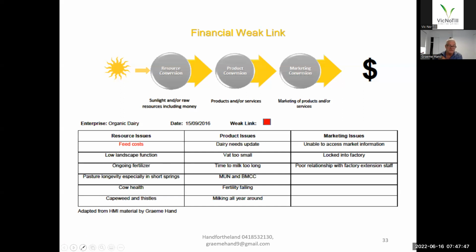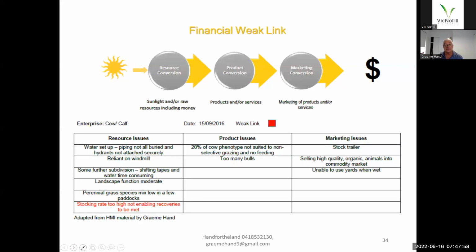It's putting the deep sands back to grazing with perennial grasses. It's having the right livestock. It's all those things, so they're big redesigns. They're not easy. This was just a cow, calf, again, stocking rate too high.